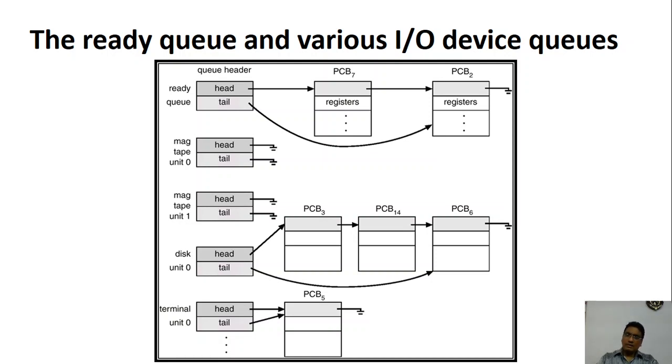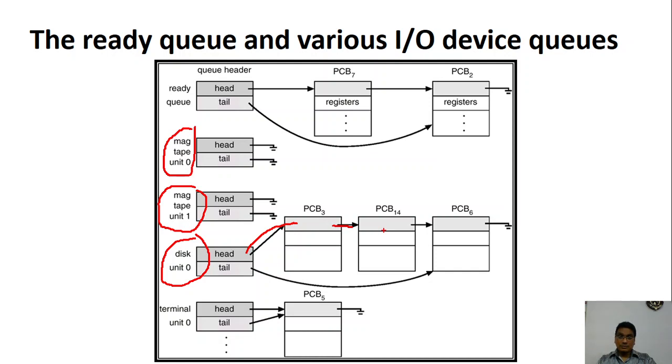If you look, there is a device called a magnetic tape and nobody has made a request. That's a good thing. There is one other magnetic tape and fortunately nobody has made a request, but there is a disk and there is this first process, process 3. It has made a request. Remember, the queue, I've already told you, is not an array, it's a linked list.